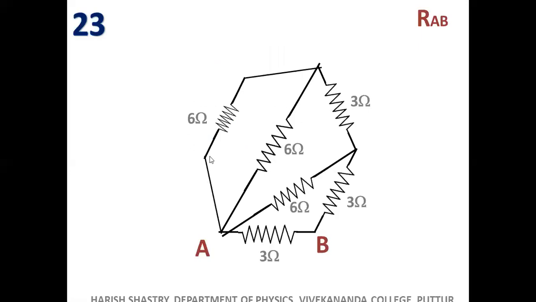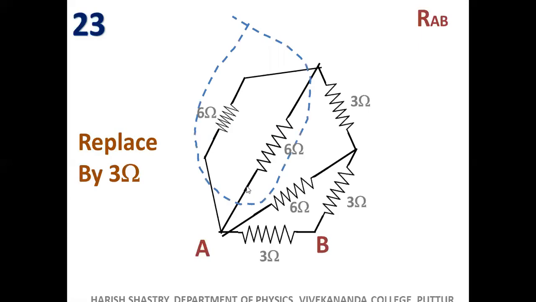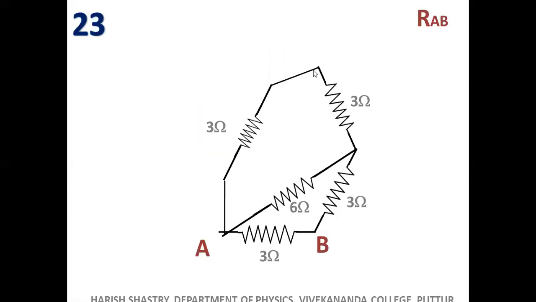What is 6 parallel 6? 6 parallel 6 is 3. Where you will replace this 6 parallel 6, that is 6 by 2, 3 ohm, here only, and replace it by 3 ohm like this. Now this 3 and this 3 are in series, right?